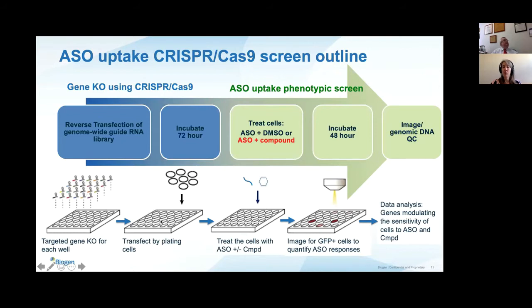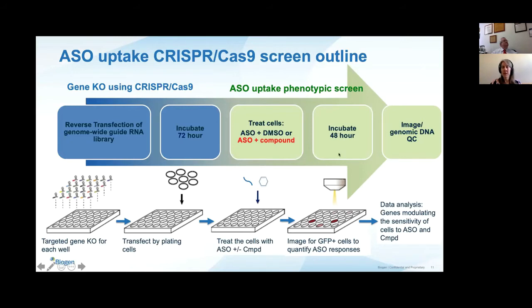We're then going to transfect by plating the cells onto our guide with transfection reagent. And we've optimized that 72 hours is the optimal amount of time for the Cas9 transfection and knockdown. Then we treat the cells either with just ASO or with ASO and compound. And this is important because we're actually getting 2 readouts. We should be able to understand genes that are related to our compound MOA, but also identify genes that are just related to ASO uptake and efficacy in general.